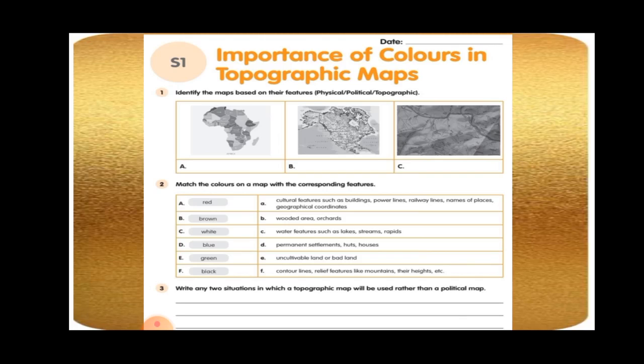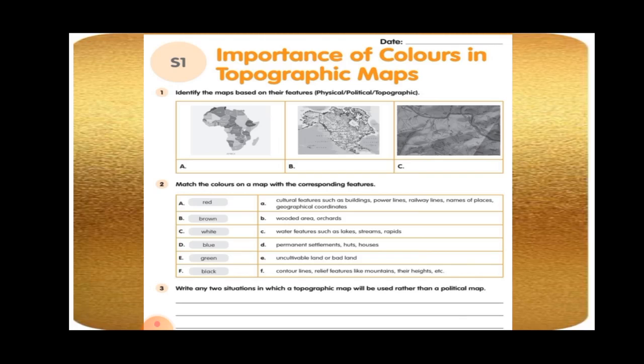Match the colors on a map with the corresponding features. So students, you do it yourself. I hope you have done it and written the correct answer. Now question number 3. Write any two situations in which a topographic map will be used rather than a political map.